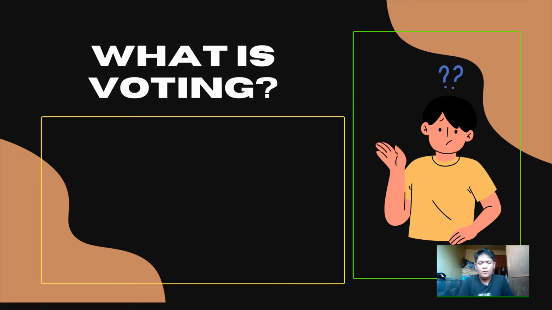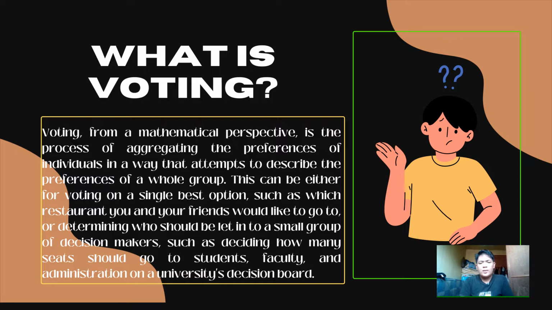So, what is voting? Voting from a mathematical perspective is a process of aggregating the preferences of individuals in a way that attempts to describe the preferences of a whole group. This can be either for voting on a single best option, such as which restaurant you and your friends would like to go to, or determining who should be let in a small group of decision makers, such as deciding how many seats should go to the students, faculty, and administration on a university decision board.